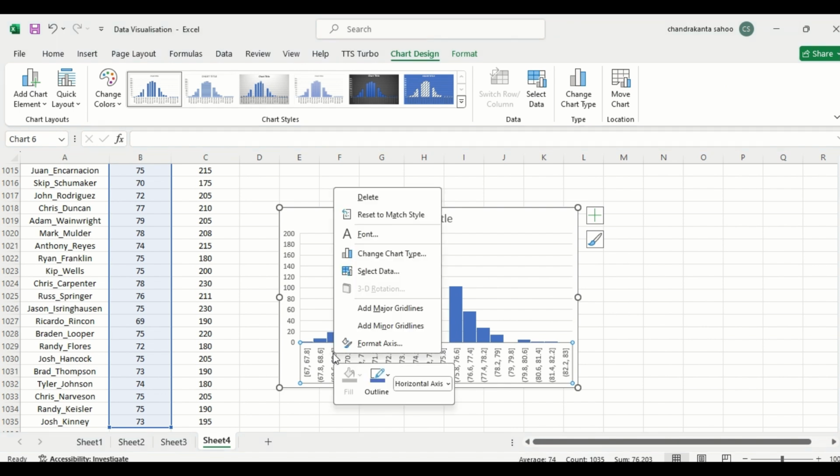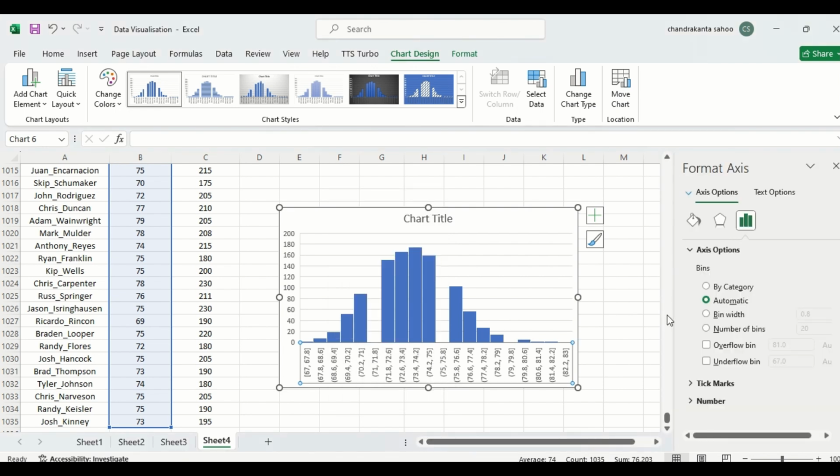And let us change it. Select the x axis, then format axis. Then you see by default automatically Excel has selected the decimal as 0.8. But what we need to do is change the bin width. Bin means difference. Okay. What is this bin? Bin means the distance or difference between two numbers for one column. So this distance is 0.8.